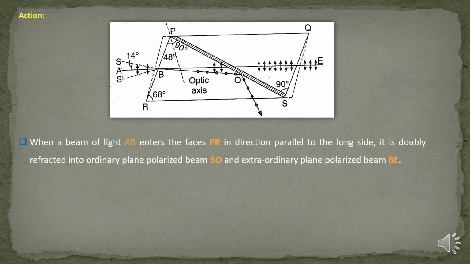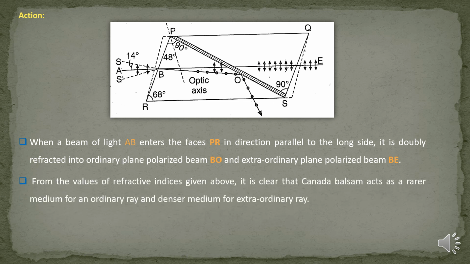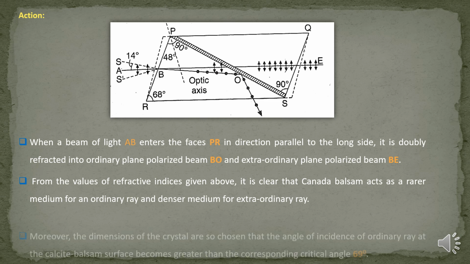As shown in the figure, when a beam of light AB enters the face PR in a direction parallel to the long side, it is doubly refracted into an ordinary plane polarized beam in the direction BO and an extraordinary plane polarized beam in the direction BE, which is clearly shown in the figure. From the values of refractive indices given above, it is clear that Canada balsam acts as a rarer medium for an ordinary ray and a denser medium for an extraordinary ray.